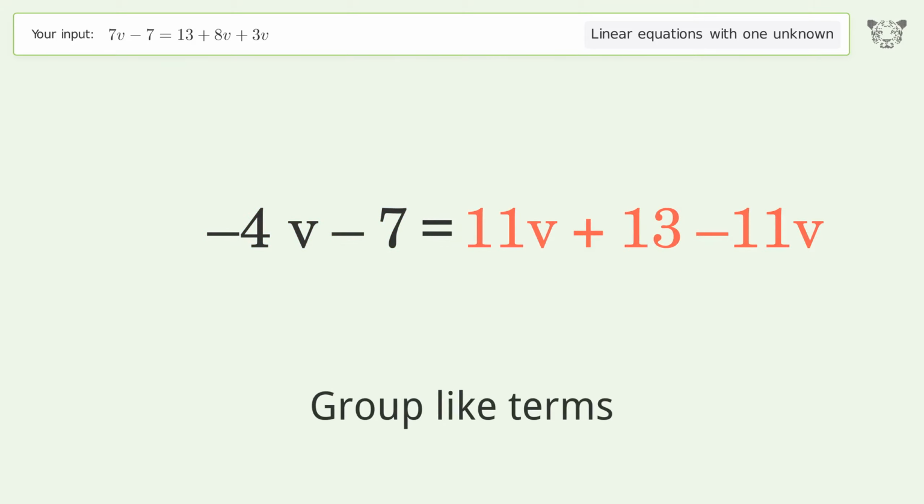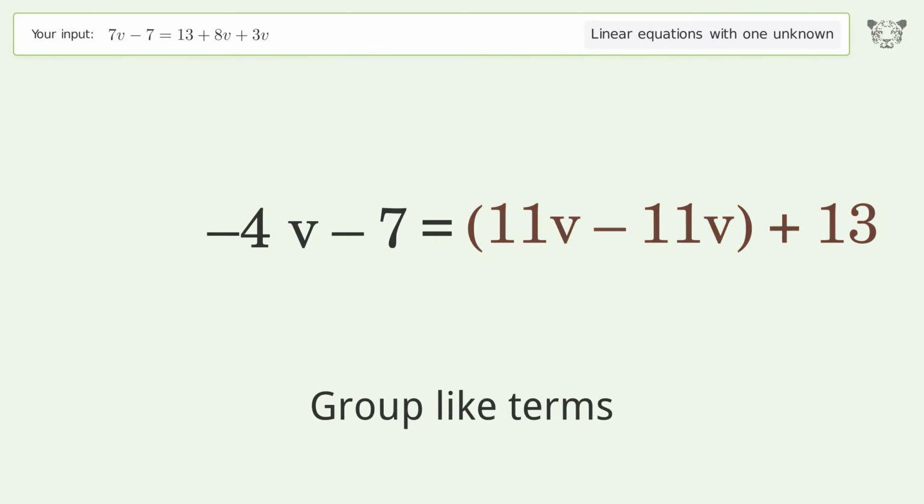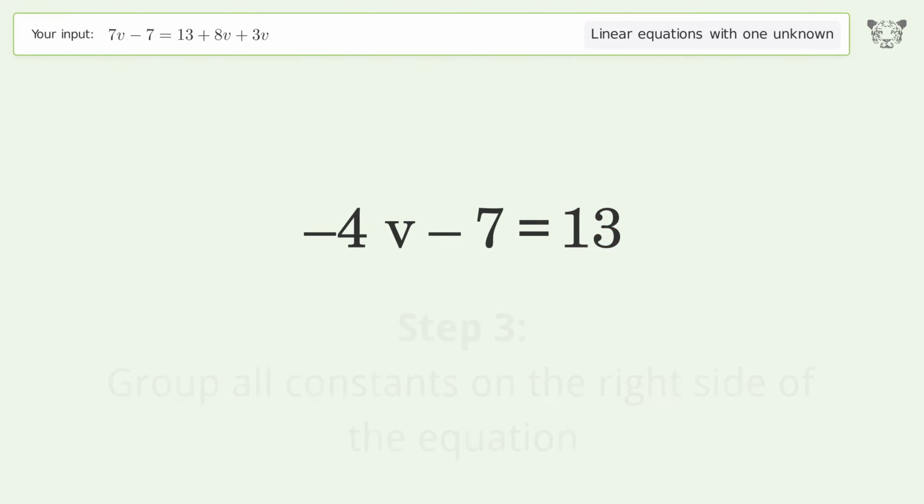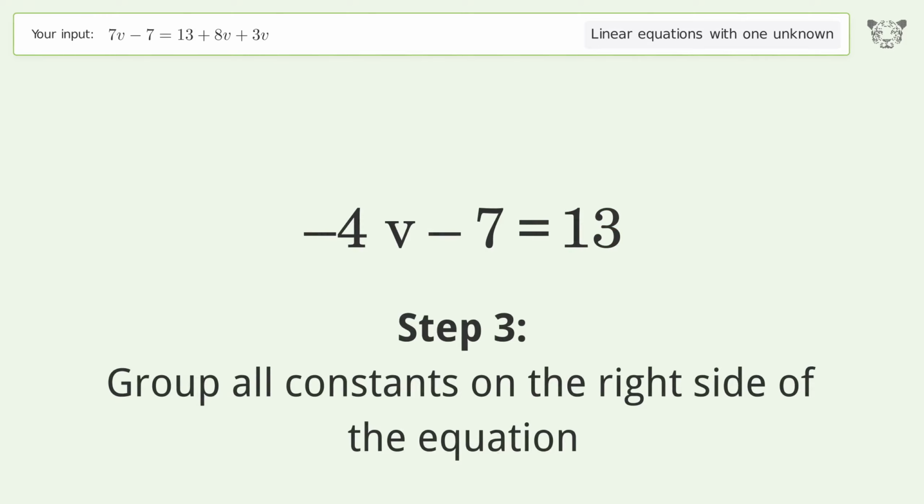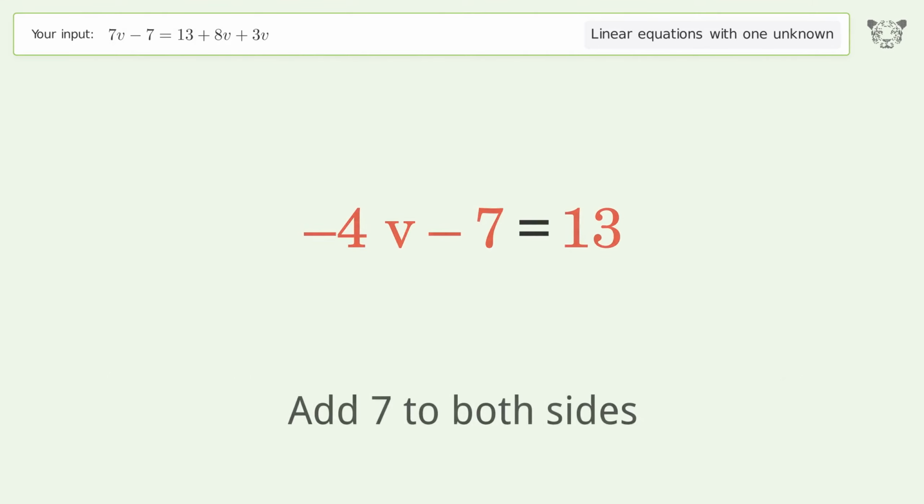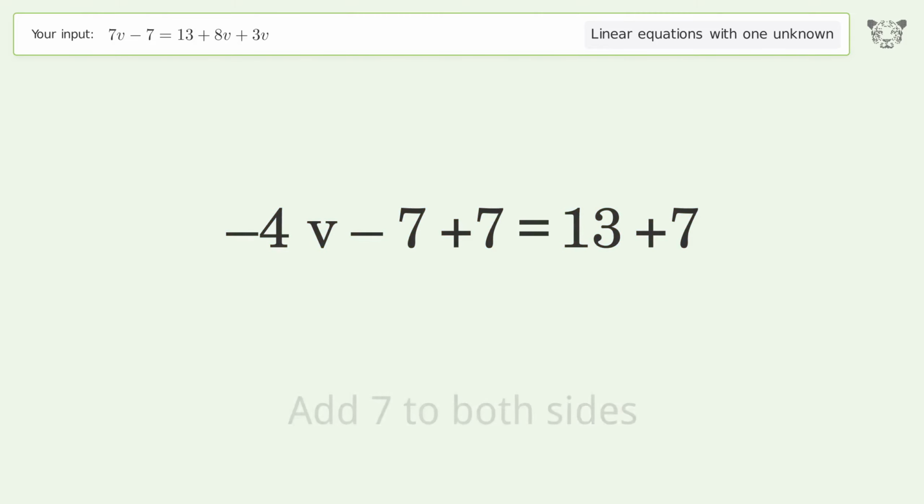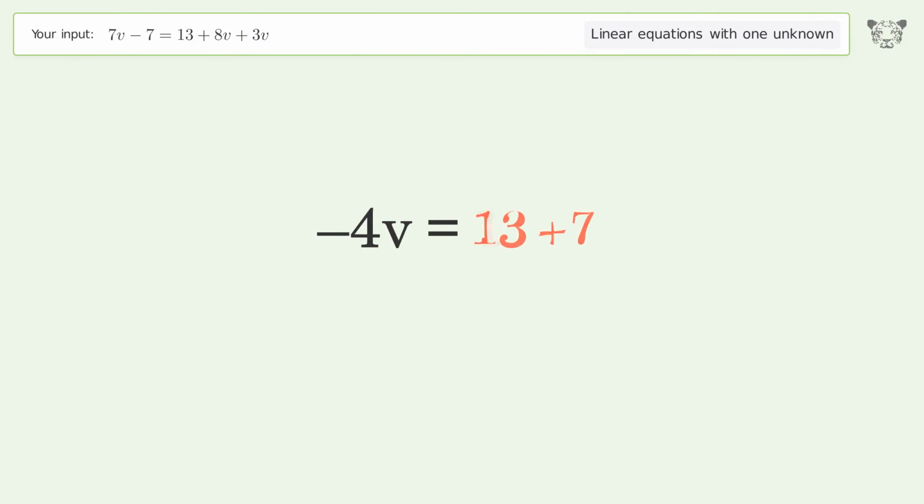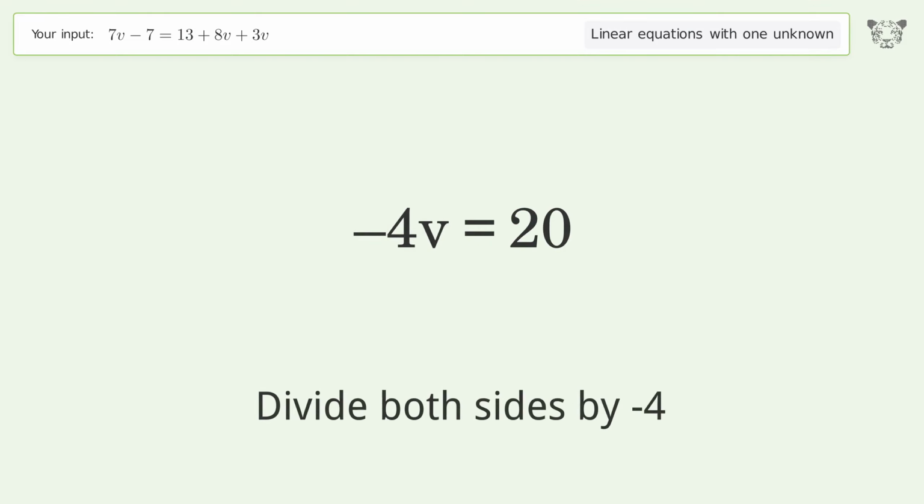Group like terms. Simplify the arithmetic. Group all constants on the right side of the equation. Add 7 to both sides. Simplify the arithmetic. Isolate the v. Divide both sides by -4.